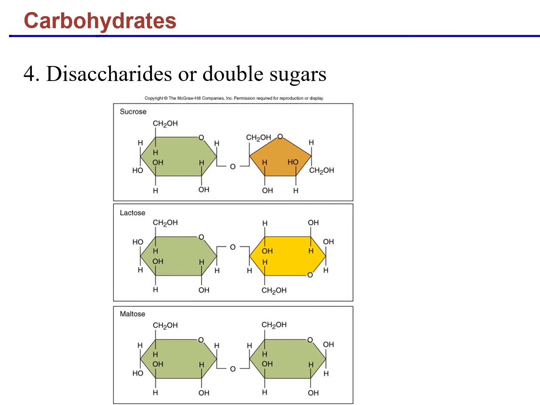So again, sucrose, that's table sugar. If you are lactose intolerant, your digestive system does not make enough of the enzyme that is capable of breaking that bond between the 2 monosaccharides in lactose.